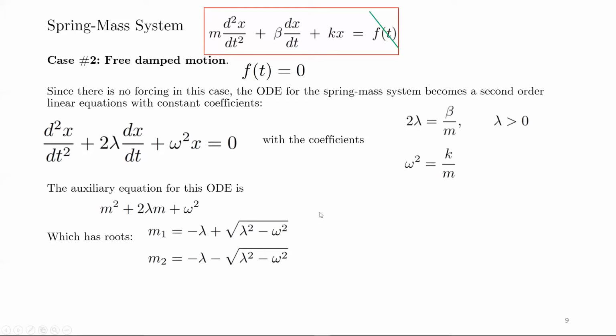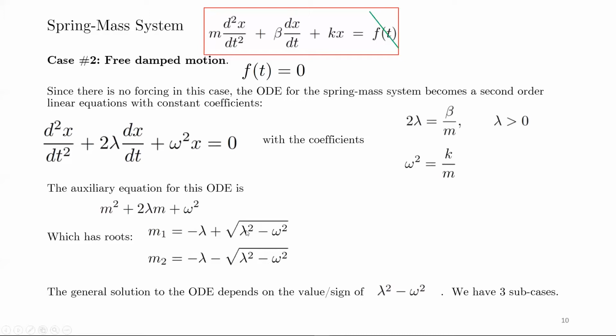Okay. And so the general solution to this second order linear ODE with constant coefficients is going to depend on the sign of lambda squared minus omega squared. So the sign of this stuff underneath the square root. Okay, so this is why we're going to have 3 subcases.